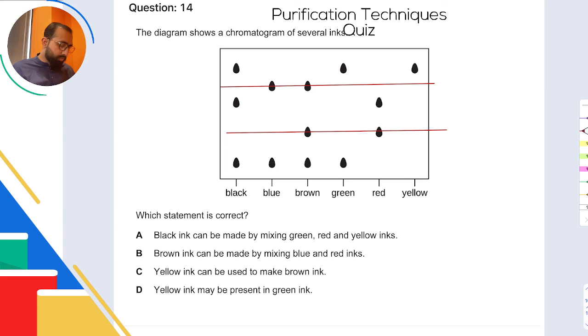Yellow ink can be used to make brown ink. So yellow must be present in brown. Let me draw. Yellow just has one spot. It's a pure substance. That's what it implies. It's not passing over any dot on brown. So this is wrong. Yellow ink may be present in green. Let's see. Yeah, green has a spot that is matching with yellow, and yellow only has one spot. So this is going to be my answer.